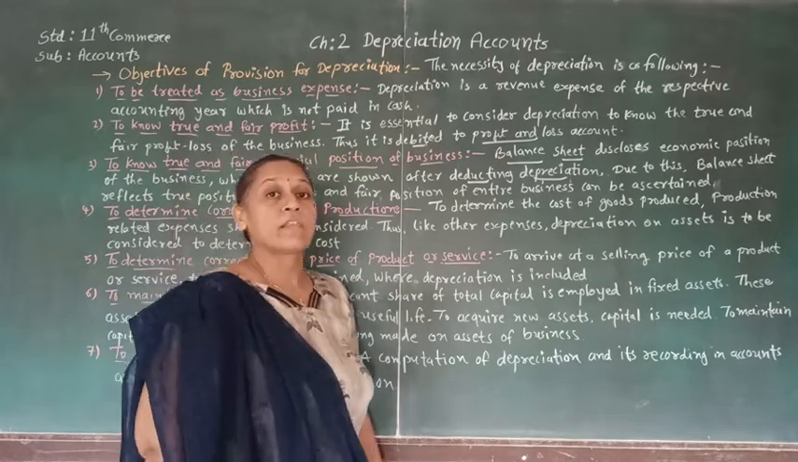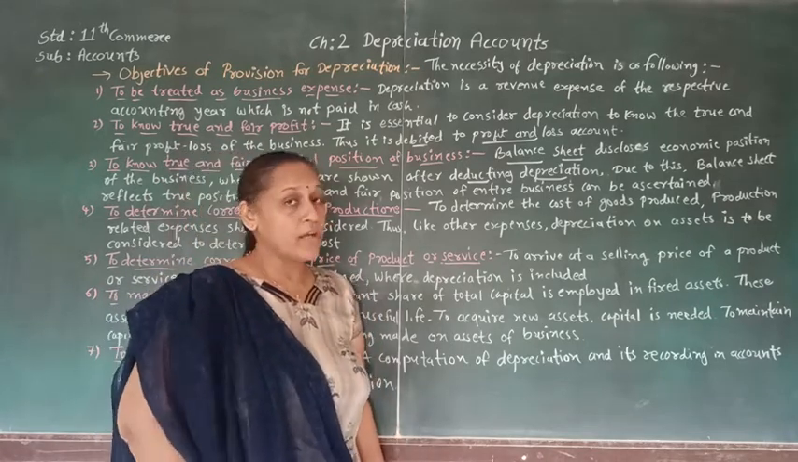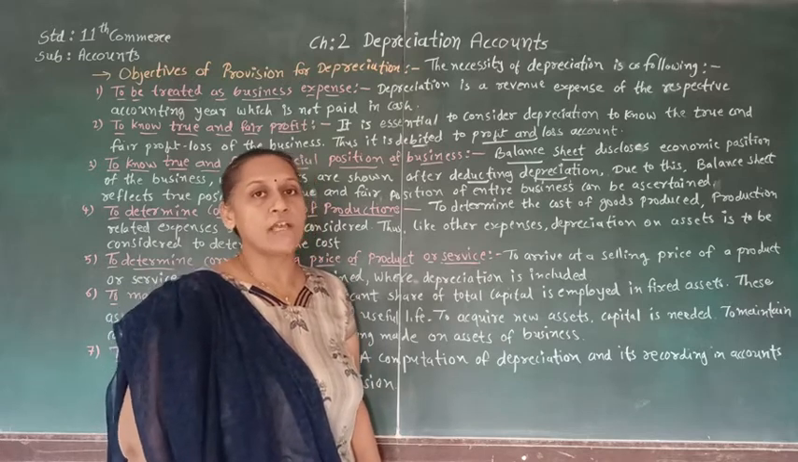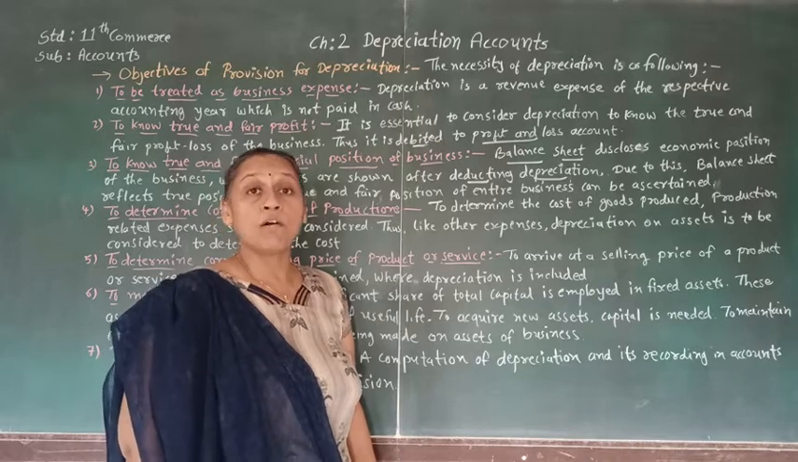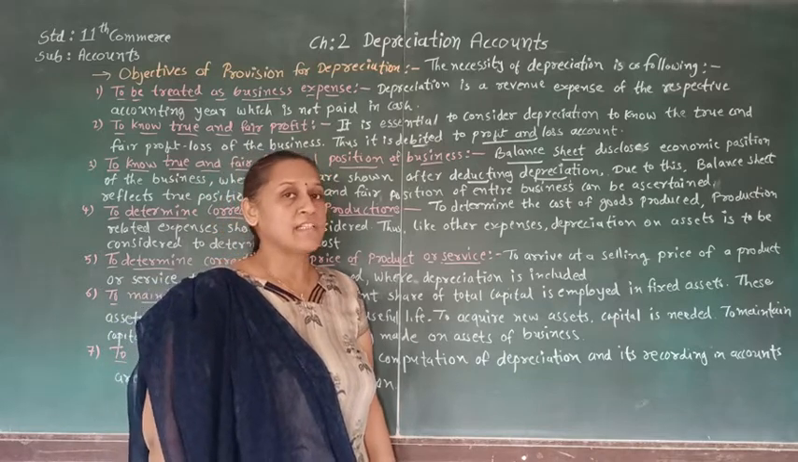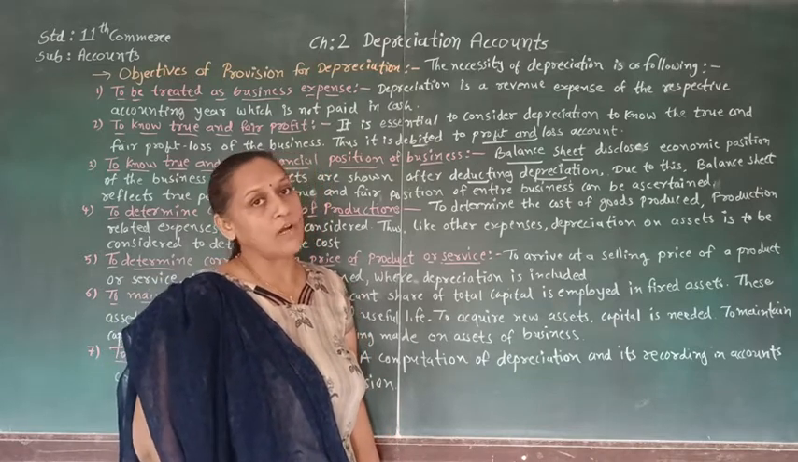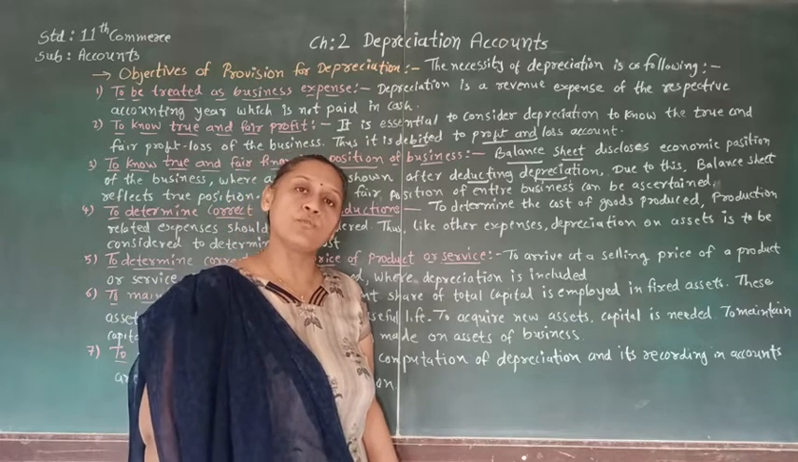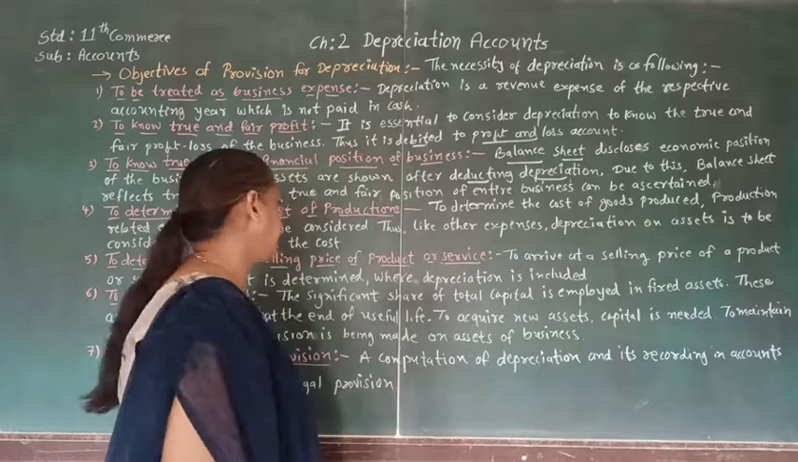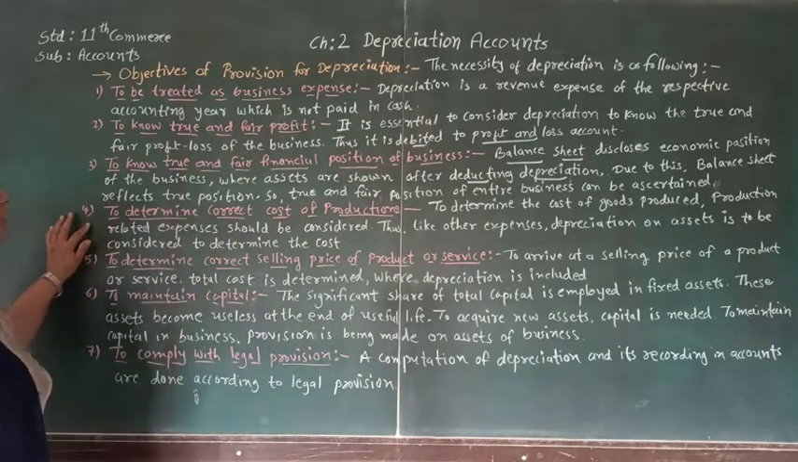To know the true and fair position of the business, we have to calculate depreciation and deduct the amount of depreciation from the fixed asset, and afterwards we have to write the net amount in the balance sheet, so it can reflect the true position of the business. Next one is to determine the correct cost of production.